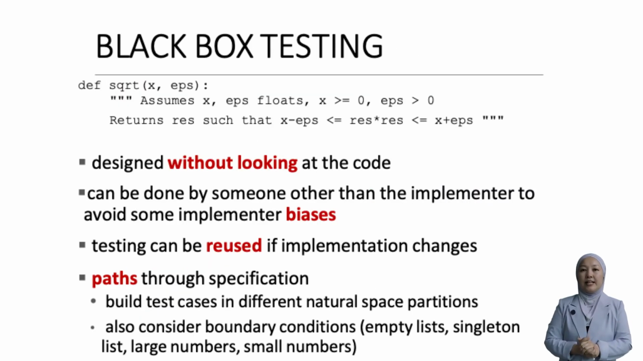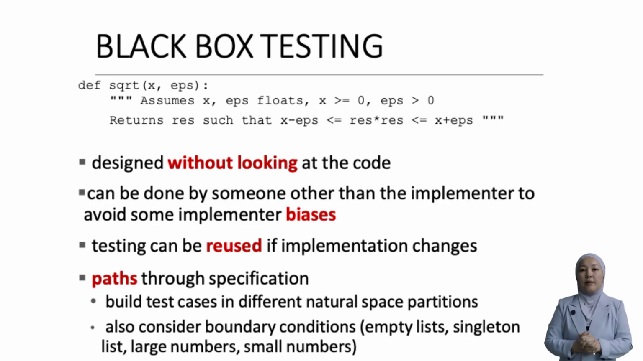Let's look at black box testing with an example, a square root function. We have a specification, sqrt(x, eps) assumes x >= 0 and eps > 0, and returns a result such that x - eps <= result squared <= x + eps. In black box testing, we ignore the implementation. We only look at the spec and ask, what are interesting values to test? This can be done by someone other than the coder, which helps avoid bias. And if the implementation changes, the same tests still apply because the spec hasn't changed.